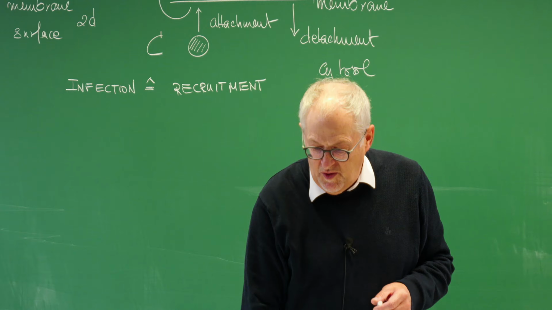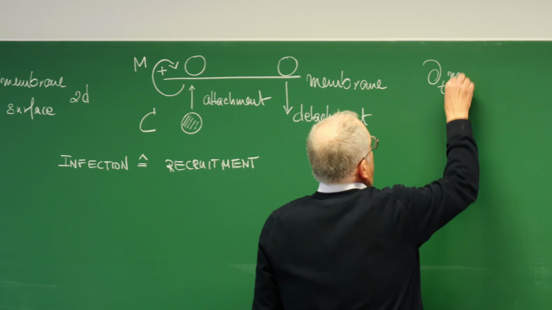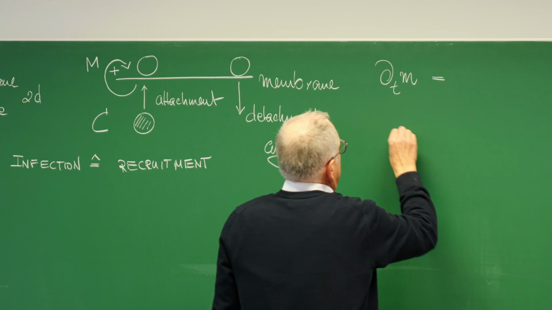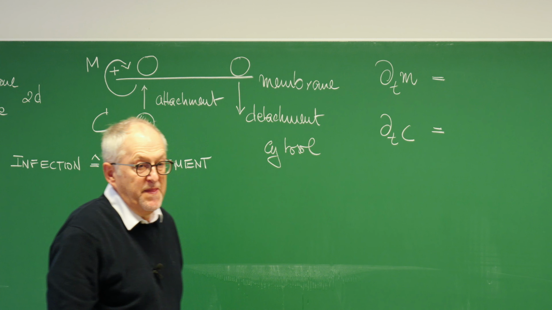So you can go to a conceptual model, and this conceptual model is what I have here on the board, right? I have just one protein, and I have it in two states, either in the cytosol or on the membrane. So when I now write down the equation of motion for that, then I can write dtm equals something and dtc equals something.